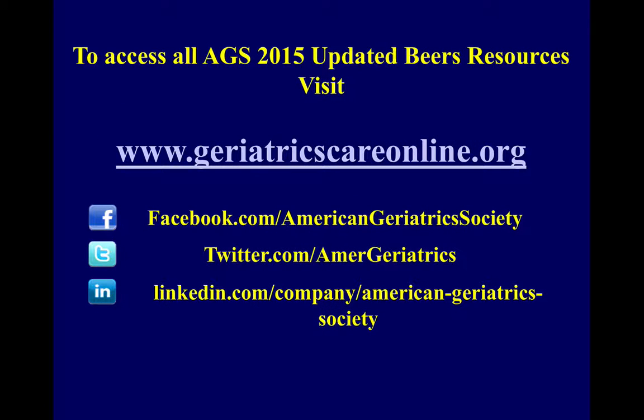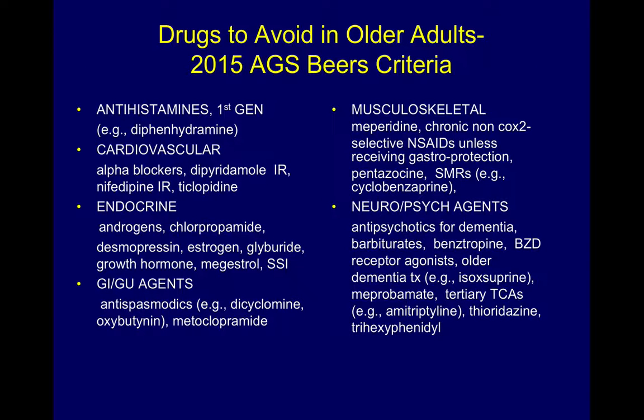You can go and get a lot of the resources about the Beers criteria at geriatricscareonline.org. A lot of these resources are free, so please feel free to check these out afterwards. When you look at drugs to avoid in older adults, I'm not going to go into every single drug. You can read that online, but there are some commonalities.